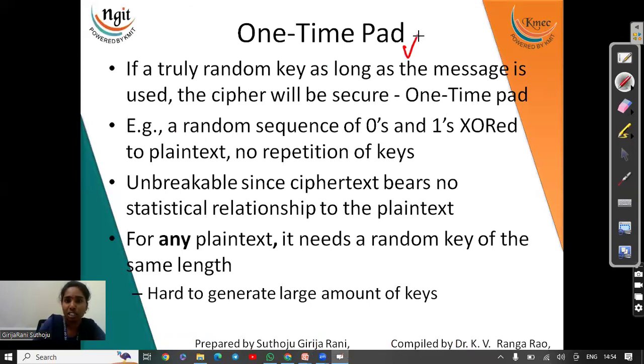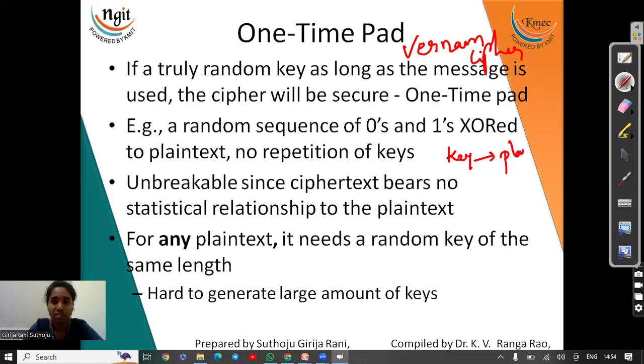The other name of one-time pad, OTP, is Vernam cipher. This Vernam cipher is a new technique which is about to find the ciphertext from the plain text with the key value. The key will be equally sized with the plain text.